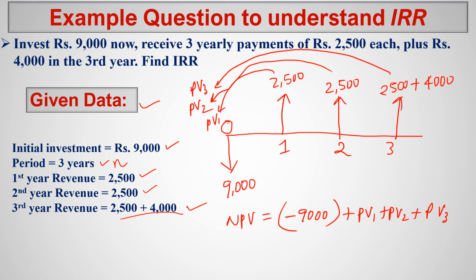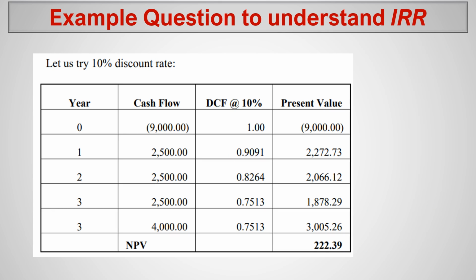How do we find the present value? We can apply the equation: the future value FV1 divided by 1 plus r to the power n. Likewise, we can add the equation and find it. It's a very simple thing. But today we are not going to find this one, we're going to find the IRR.